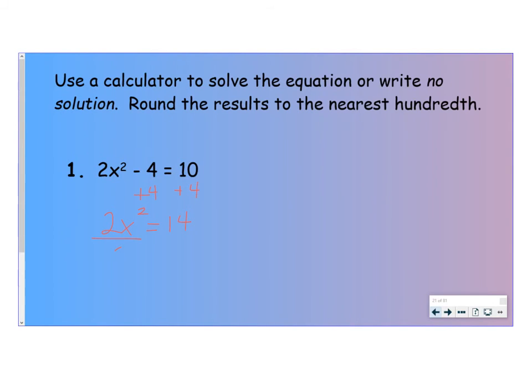Now instead of timesing by 2, we're going to divide by 2. X squared is equal to 7. And then to get x by itself, we're going to take the square root of both sides. X is equal to square root 7, or x is equal to 2.65.